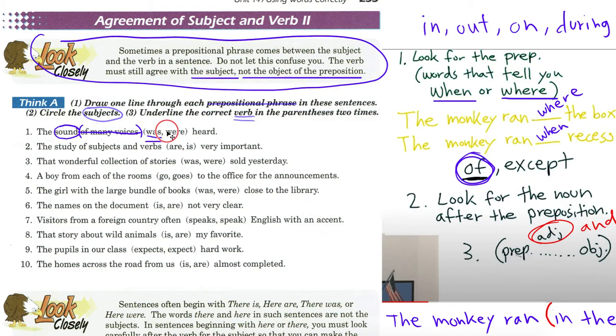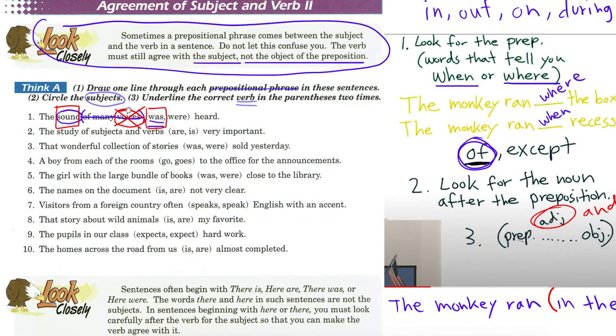All right, so I think this Think A part is just reminding you that when you're trying to figure out whether to use a singular or plural verb, don't get fooled into thinking that your subject is voices. It's not. That's a prepositional phrase. Voices is not your subject. It's sound. So that means our verb needs to agree with our subject, sound here, not voices. So I think that's what Think A is just trying to teach you. If you understand that, it's fine.